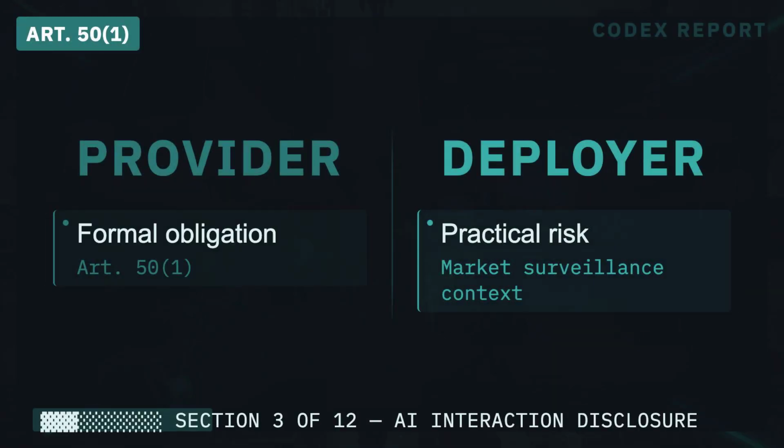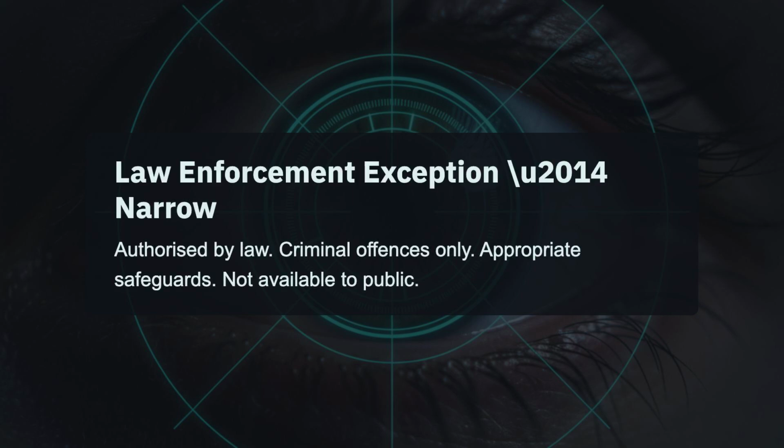There is a subtlety here worth emphasizing. Paragraph 1 is a provider obligation. But if you are deploying an AI system that does not comply with paragraph 1, and that system interacts with natural persons in the EU, you face practical risk even though the obligation is formally on the provider. Market surveillance authorities may look at the deployment context, not just the system design. Deployers have a general obligation under Article 26 to use high-risk AI systems in accordance with instructions, and while Article 51 is not limited to high-risk systems, the principle of responsible deployment extends here through the regulation's overall compliance framework.